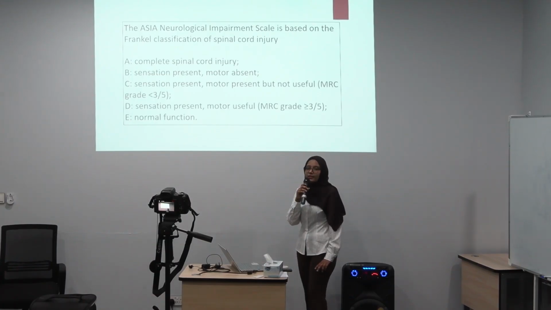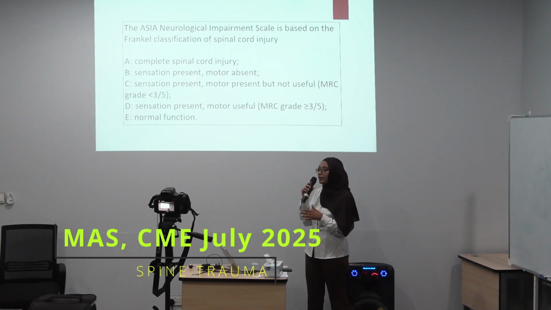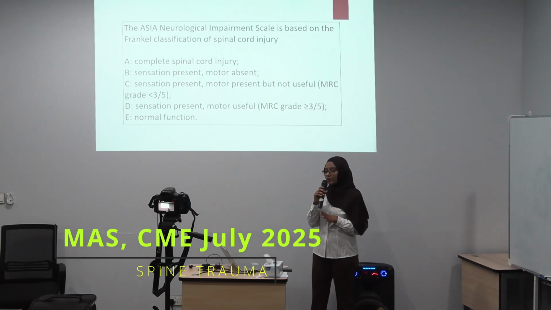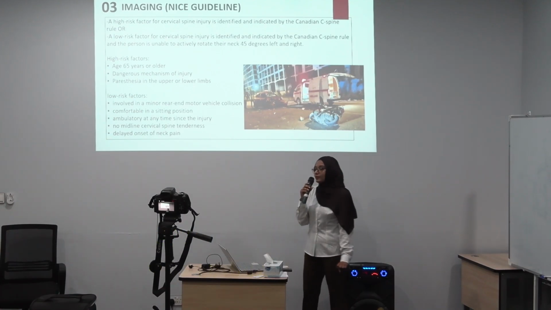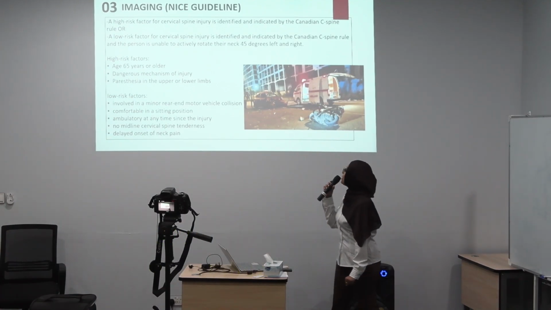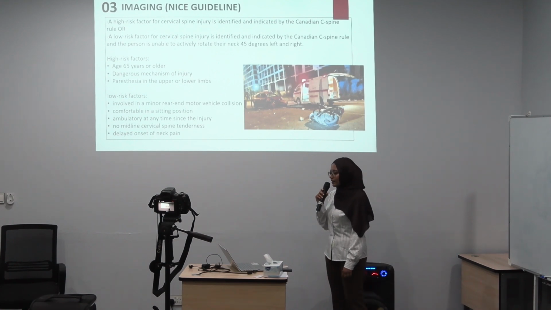This was previously discussed by Dr. Shauna, so I won't go in depth on this. In this classification, we have 5 categories of ASIA impairment. Last but not least, I will be talking about the imaging modalities. Here, I would be discussing the NICE guideline.